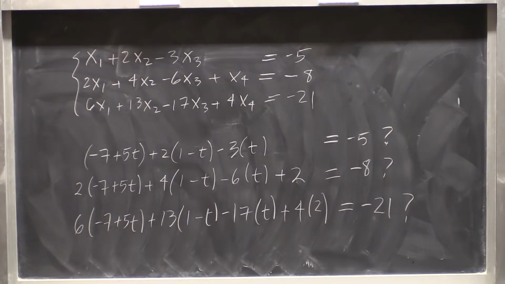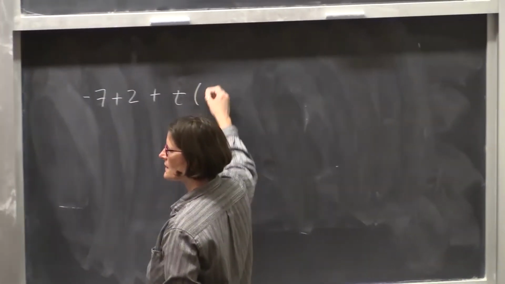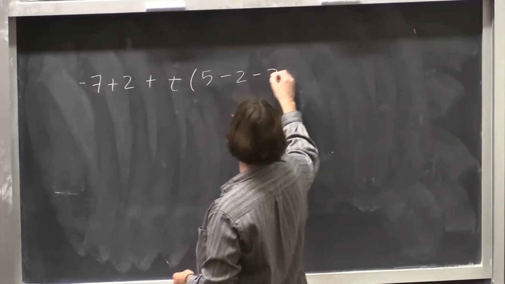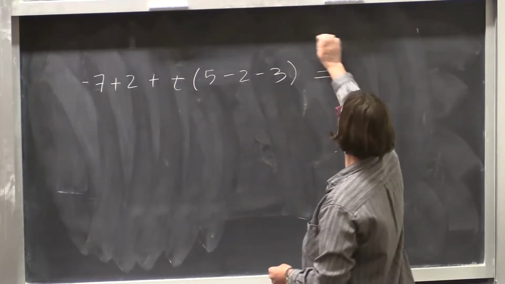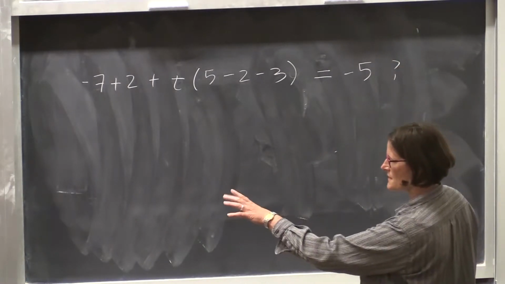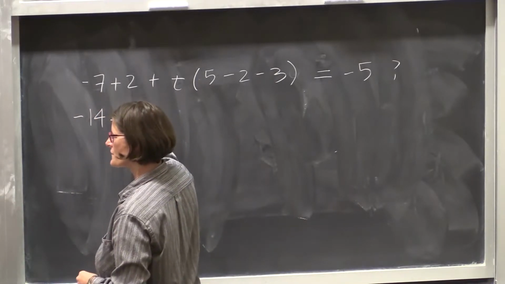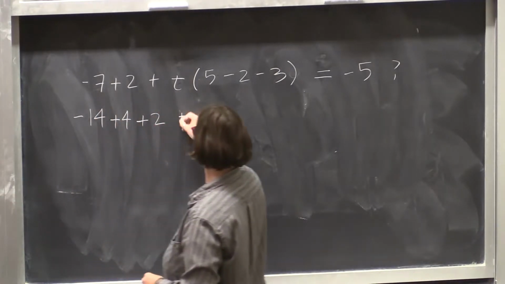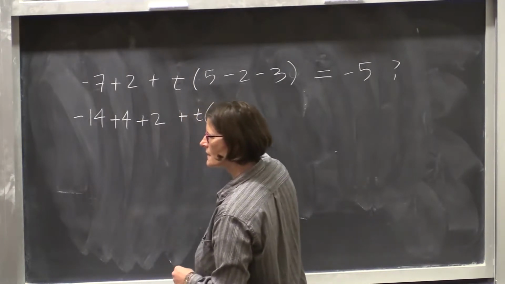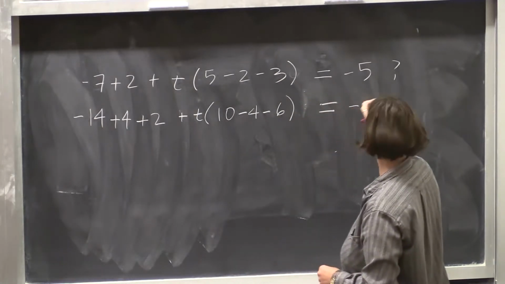So the first equation, what I'm going to do is separate the constants from the t's on the left-hand side. On the first equation, I have minus 7 plus 2 plus t times 5 minus 2 minus 3. And I want to know if that equals minus 5. So I separated the constants from the t's on the left-hand side. On the second equation, I have minus 14 plus 4 plus 2 plus t times 10 minus 4 minus 6. And I want to know if that equals minus 8.